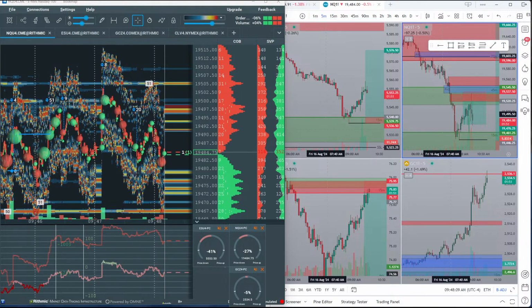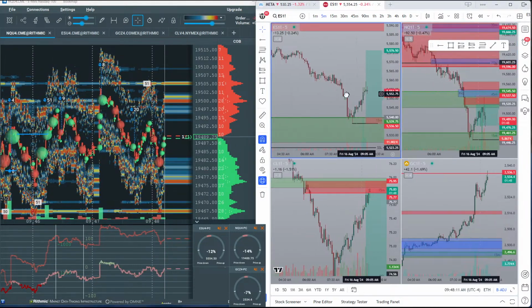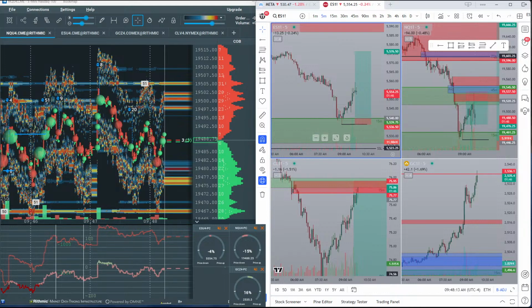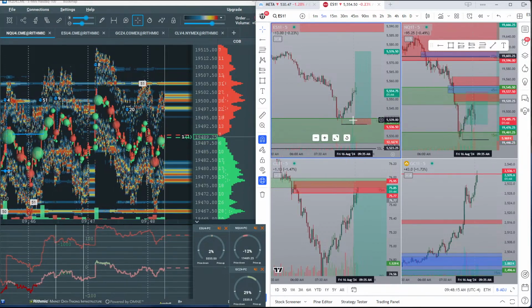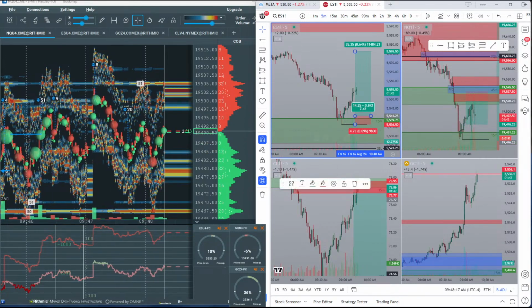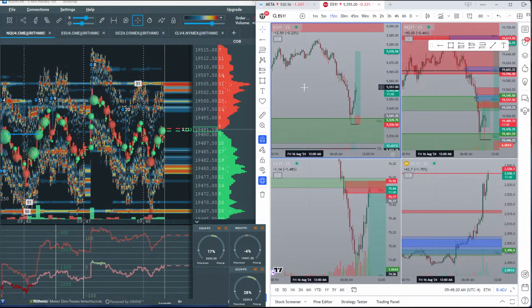Let's see if we go make that new low of the day. ES looks good for the downside too. But I want new low of the day on NASDAQ. I want ES to hold its low of the day, and I want to find a place to enter on the ES.